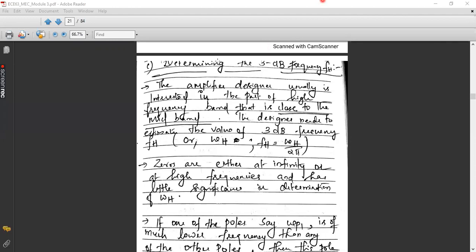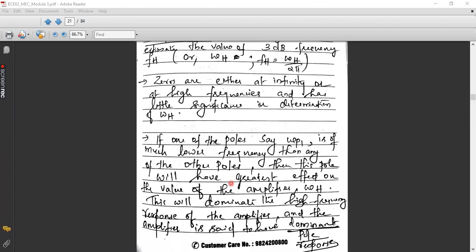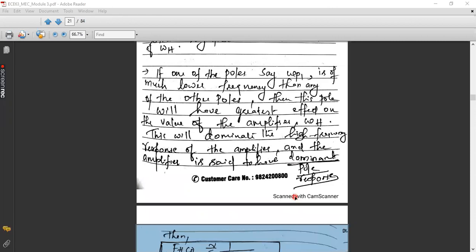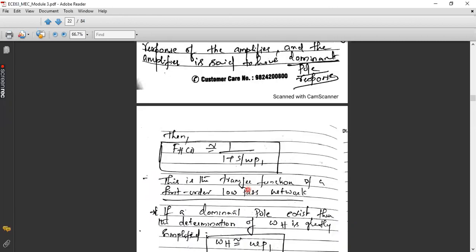So how can we find the value of fh or omega h? Here we have two concepts. One is by using the dominant pole method. So let us check how we can find the cutoff frequency, provided there is a dominant pole existing for a particular high frequency gain function.